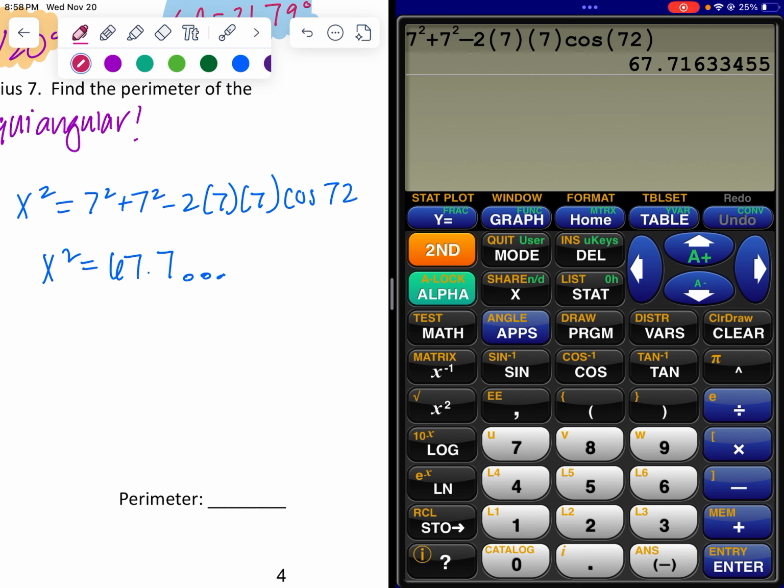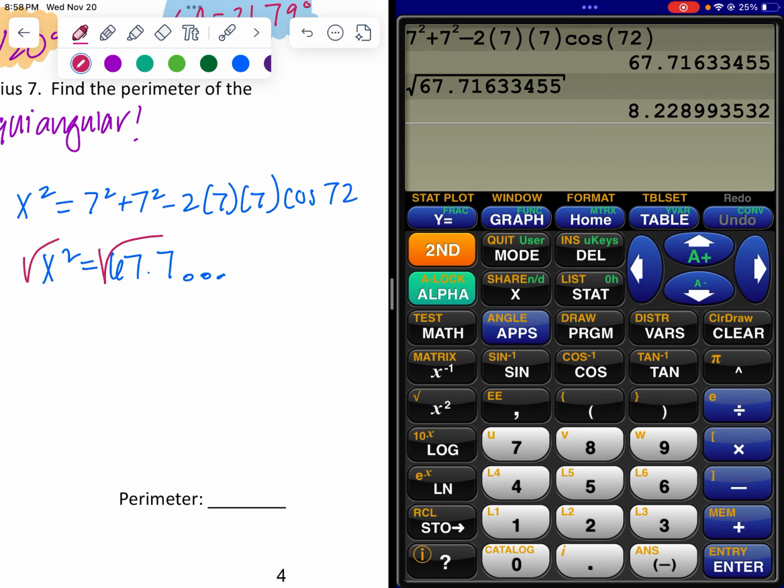So I know I have to take the square root of both sides. I'm going to do second, squared, to get that radical, and I'm just going to copy down my answer from above. You guys press second, answer, to get that value locked in, and then I'm going to press equal. So again, an x value of 8, and let's round to the nearest hundredths place, so 2 places after my decimal, 8.23.